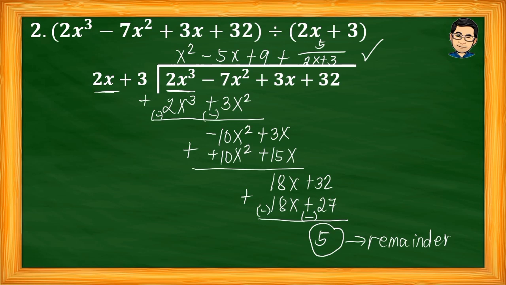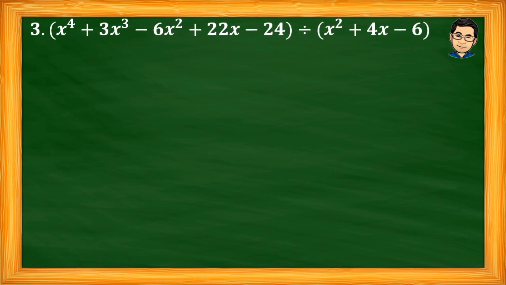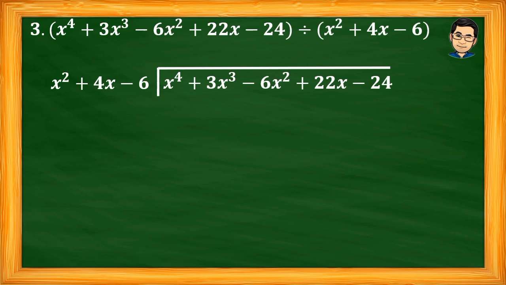So, para ma-check naman kung tama ang sagot, i-multiply natin yung x squared minus 5x plus 9 sa 2x plus 3. And then, yung nakuha nating product doon, i-add natin yung remainder na 5. And then for our last example, so we will be dividing a polynomial by a trinomial. Okay. So let's have x to the 4th power plus 3x cubed minus 6x squared plus 22x minus 24 divided by x squared plus 4x minus 6. Okay.